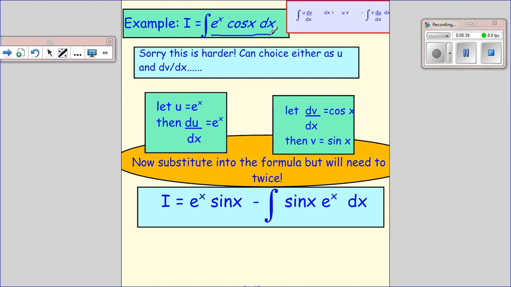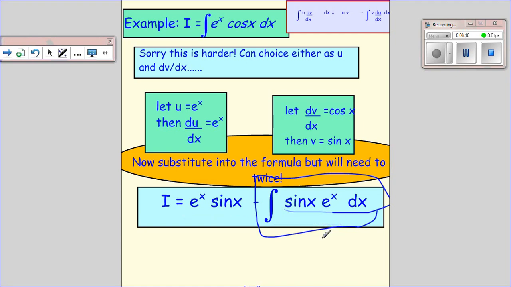Now for this, there's no ln x and there's no power of x. And actually in that case, you can choose either to be your u and your dv by dx. So I'm going to let my u equal e to the x and my dv by dx equal cos x. Then my du by dx will be e to the x and my v will be sin x. I substitute everything into my formula here, and then I think, oh, that's not very nice. This hasn't got any better. This is actually no nicer than the thing I started with.